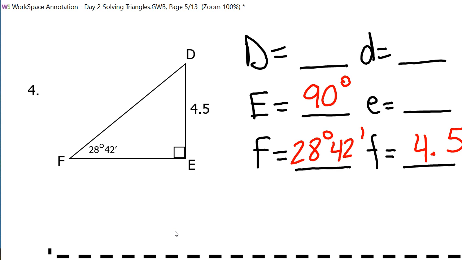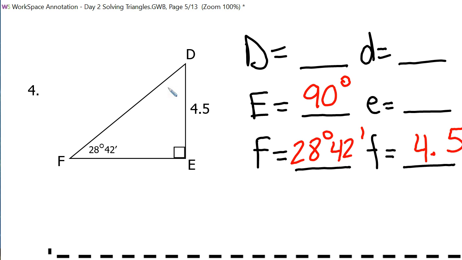Now in the instructions it said for the angles to round to match, or not round to match, but make sure your angles match. So what they mean by that is notice right here, we're given degrees and minutes. So my answers for the other angles need to also be in degrees and minutes. So don't use decimals, make sure that you match whatever you're given. So if they use degrees and minutes, your answer for the angles also needs to be in degrees and minutes.